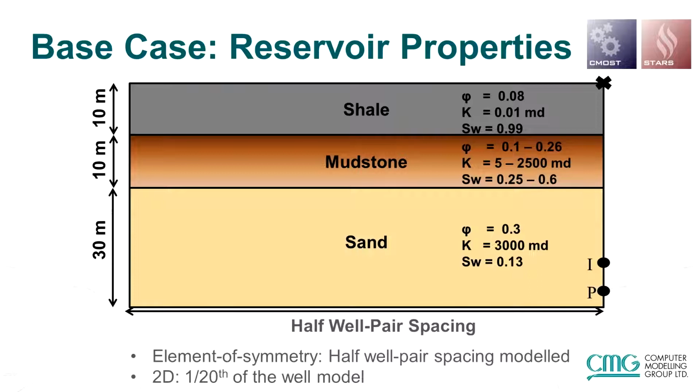So we used a simple example. We used a 2D model which represented an element of symmetry, and it represented 1/20th of the well model. In this particular case, we had 3 different layers. The sand was a homogeneous, good quality sand. The mudstone was heterogeneous. It was better quality near the sand and worse quality near the shale. And then at the top, we have the shale caprock.